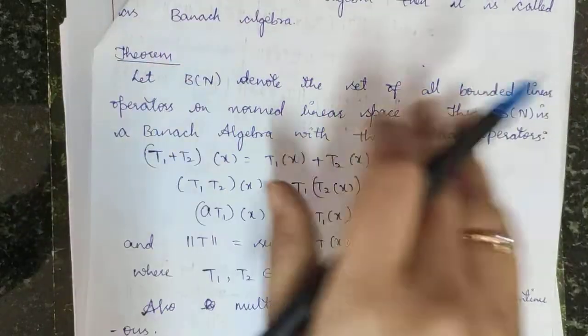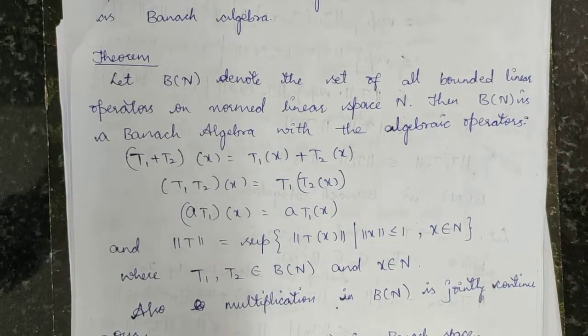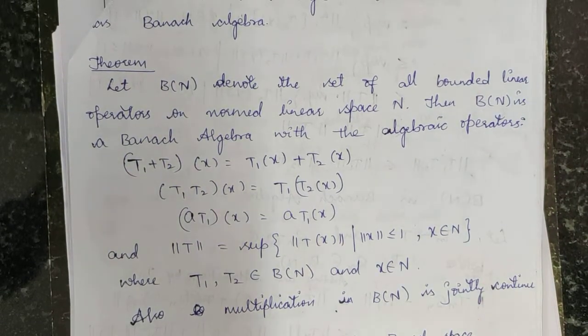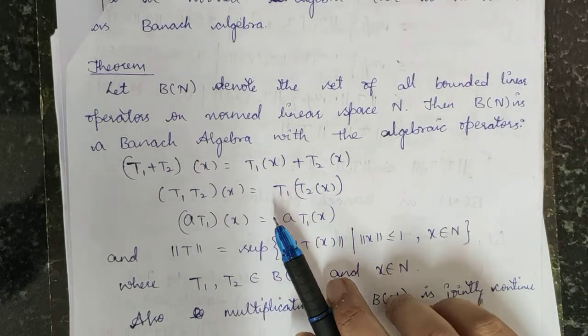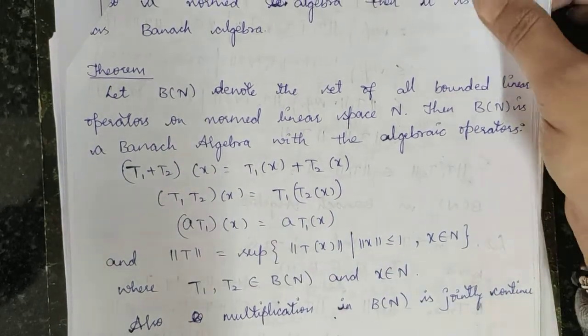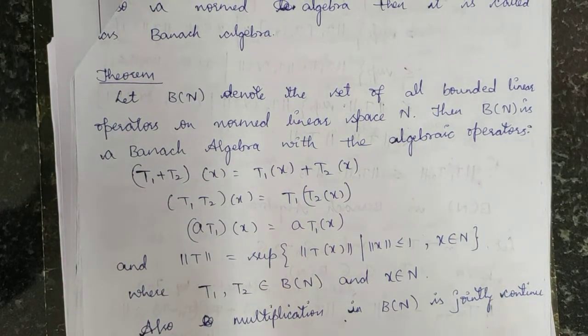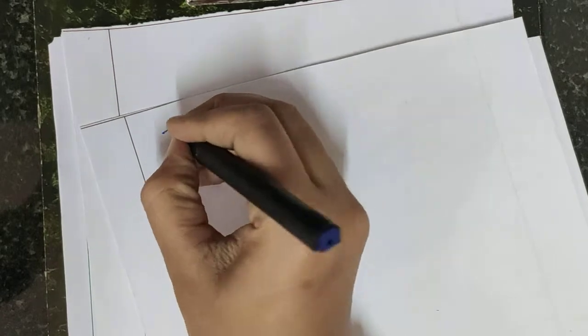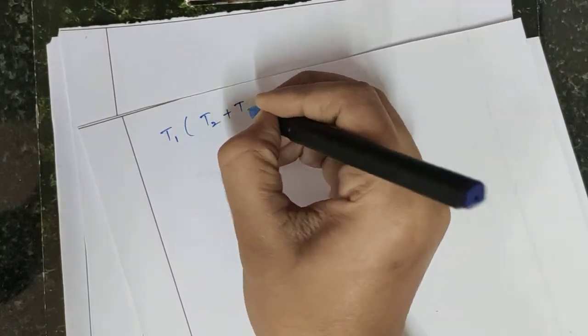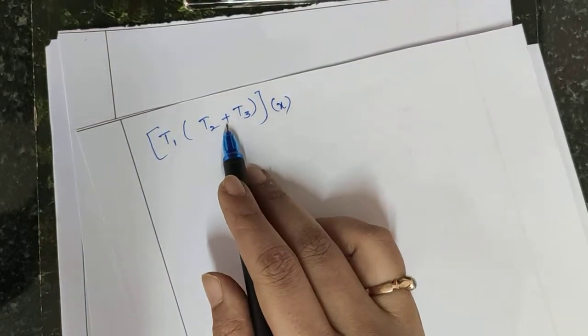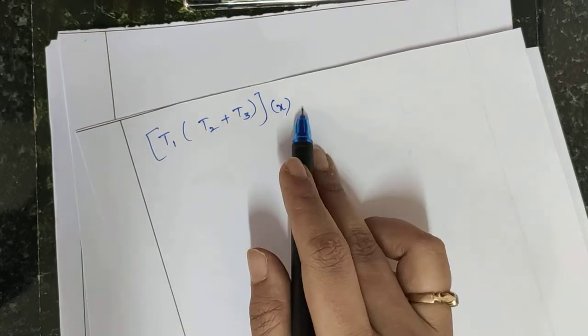So now if you check these conditions, the linear property condition we need not prove because it is already proved, and by looking at the condition itself we can say that the operations satisfy the condition. So now, in order to prove B of n is a normed algebra, first I will prove the distributive property. That distributive property is nothing but T1 of (T2 plus T3) of x. I have to prove this is equal to (T1 T2 plus T1 T3) of x, right?